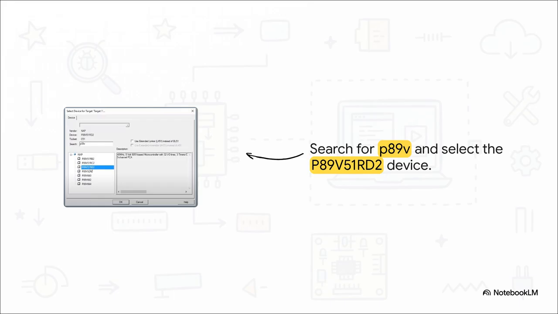Okay, I really want to pause here for a second because this is a critical step where beginners often stumble. As soon as you save the project, a Select Device for Target window pops up. You have to select the exact microchip target or your code simply won't work. In the search bar, type P89V.